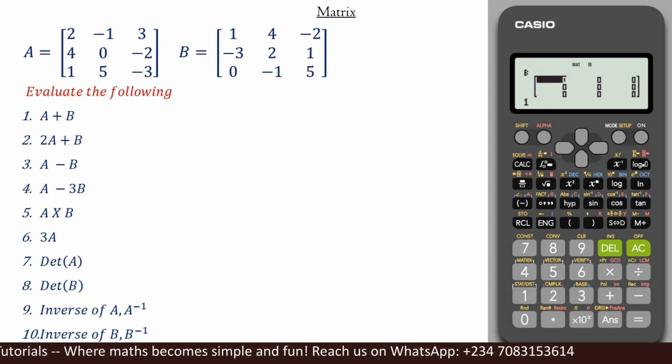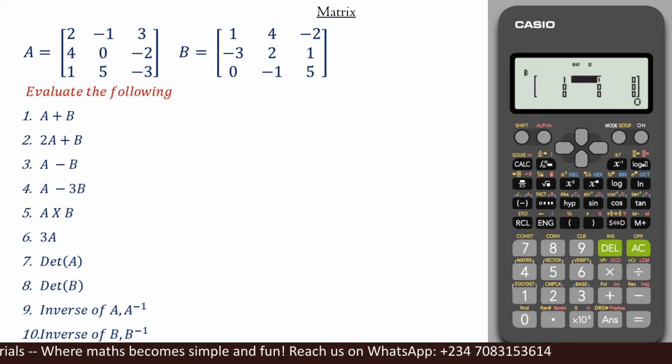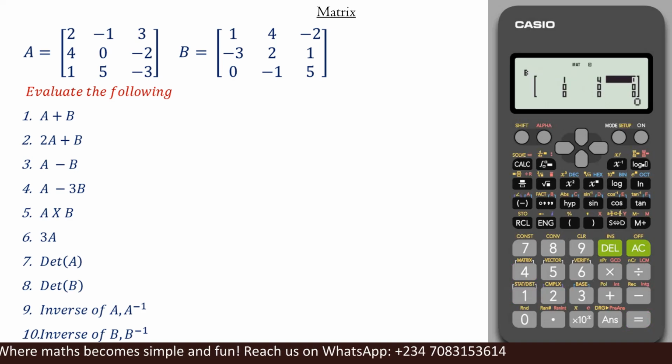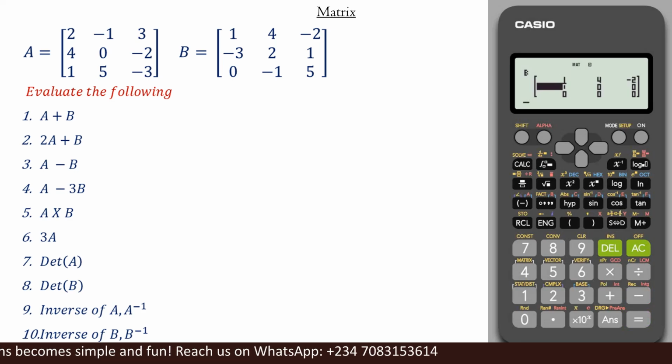I have 1, equal to, I have 4, yes, I have minus 2, I have minus 3, I have 2, yes, I have 1, then I have 0, and I have minus 1, and I have 5.